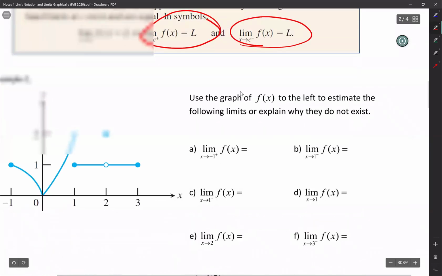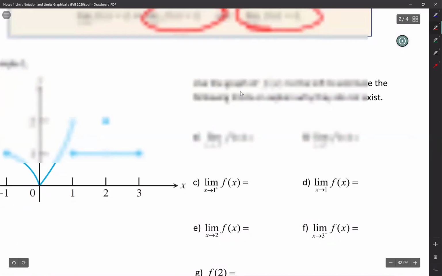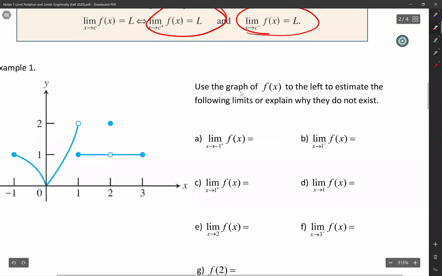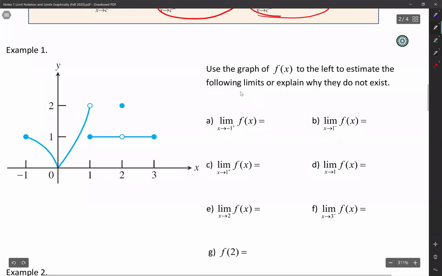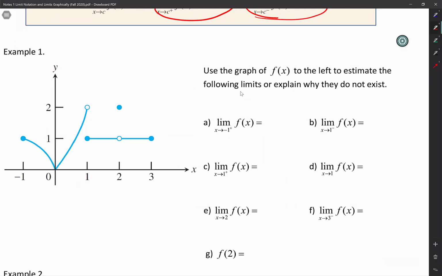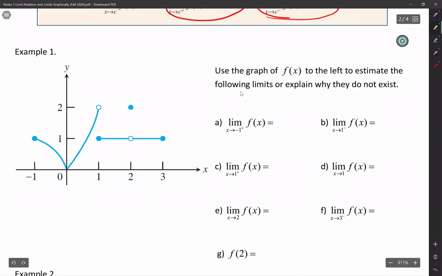So let's practice. Here's my graph. Here's my function, that's f of x to the left. And I have -1 from the right. If you approach the x value of -1 from the right, that's the only direction you can approach anyways, the y value is 1. So put a 1 there.